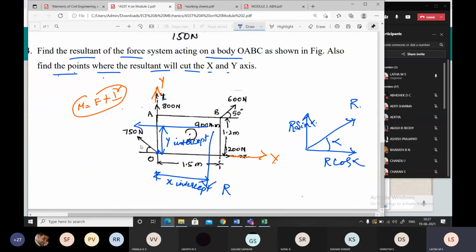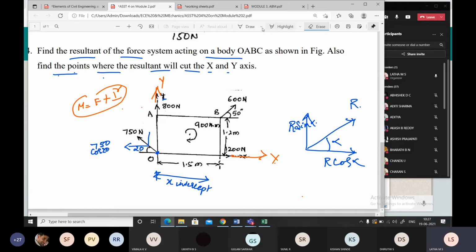You have resolved this component, isn't it? Will 750 cos theta contribute anything, any moment about this point? No, it is not making any perpendicular distance. It is not contributing. Correct, students? You forget so soon, so many things that I taught.